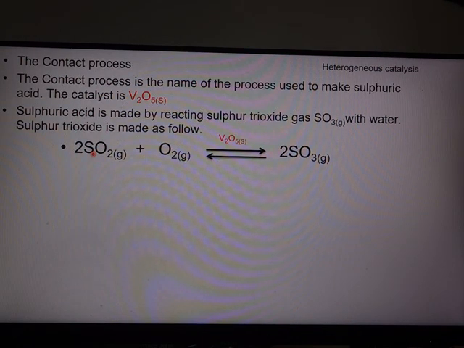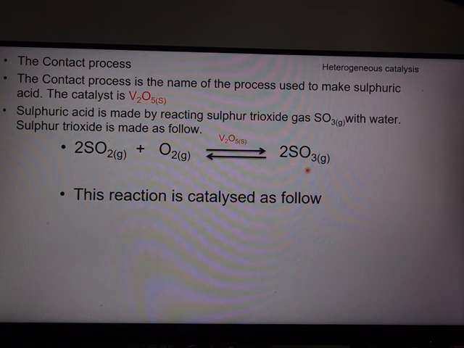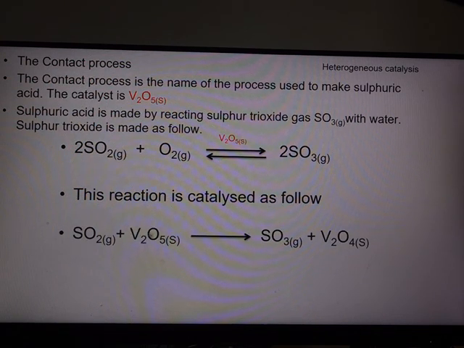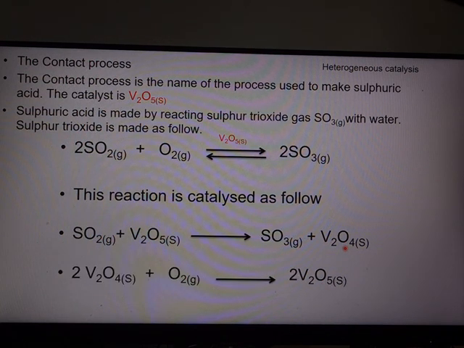Anyway, for sulfuric acid, we need to make sulfur trioxide, and that reaction is catalyzed by V2O5, so the reaction of sulfur dioxide and oxygen forms sulfur trioxide. The mechanism is as such. Sulfur dioxide is oxidized by vanadium oxide to form sulfur trioxide, and vanadium 5 is reduced to vanadium 4. Then vanadium 4 reacts with oxygen and is oxidized to vanadium 5.